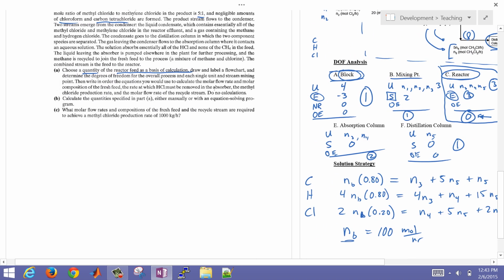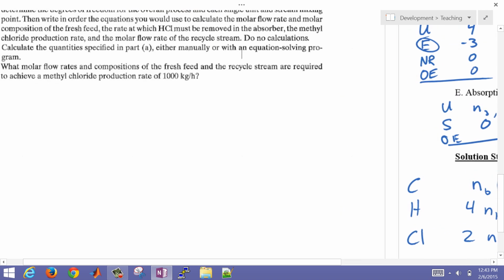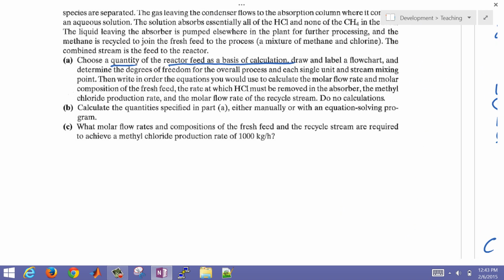It said not to do any calculations in this part. So for the next part, let's go ahead and calculate the quantity specified in part A, either manually or with an equation solving program. Okay, so you can do this in Excel, you can do this in MathCAD, and there are a lot of different equation solving programs that can solve 3 equations, 3 unknowns. It's not a particularly challenging problem to do. So we're just going to do this through a web interface.